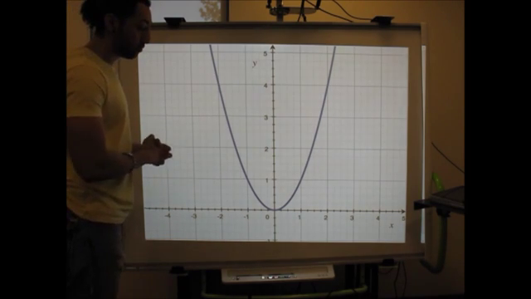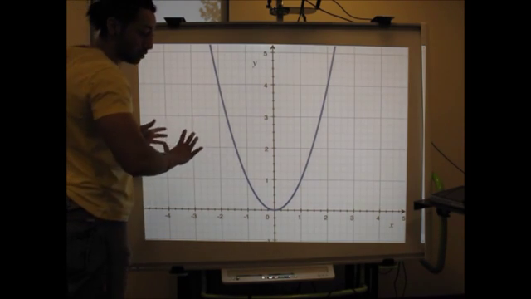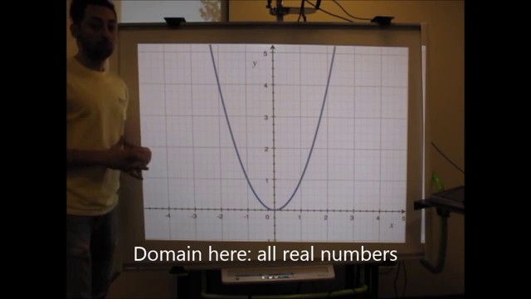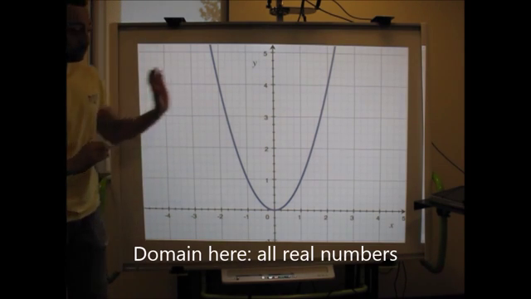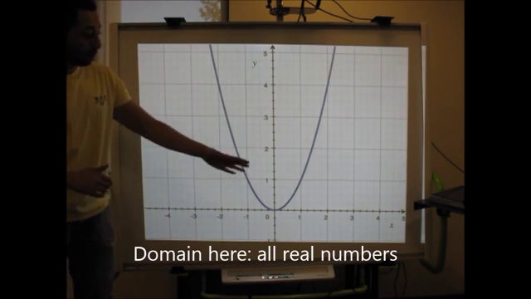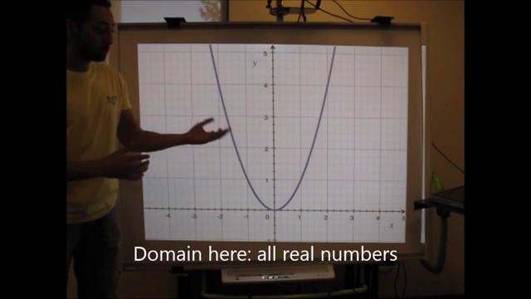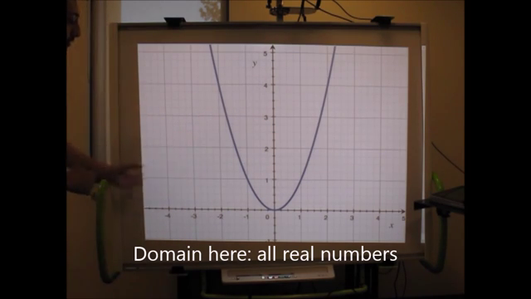So talking about the domain, all the possible x values, they're all real numbers again for this parabola, because if I move to the right an infinite amount, I'll always still land on the parabola because those x values are valid. And if I move to the left forever, those x values will still be on the parabola, so all of those x values are valid.